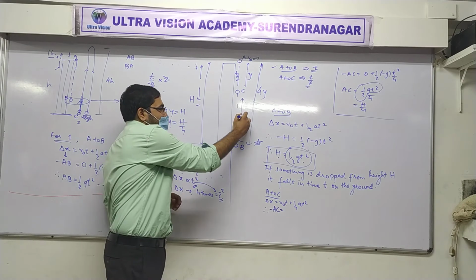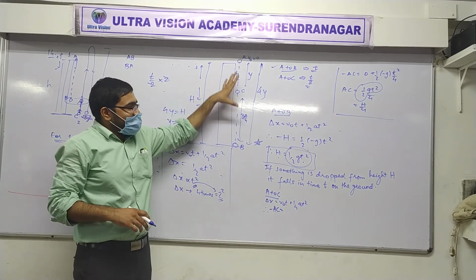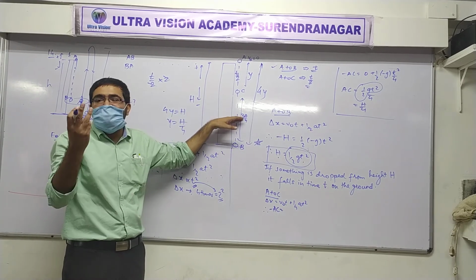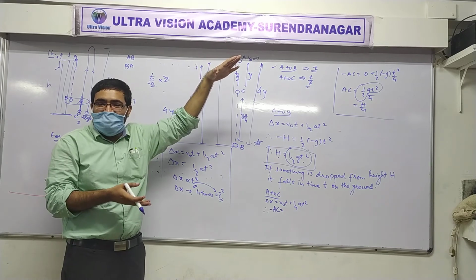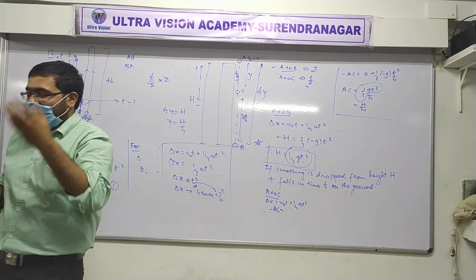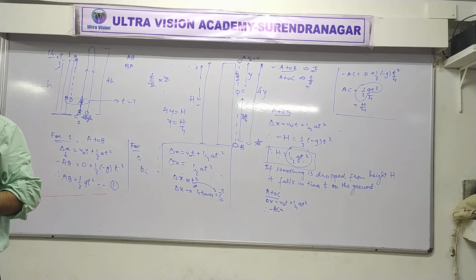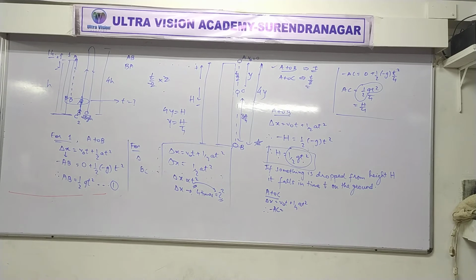Once you have found AC is h by 4, the last step is this is 3h. Even better. This is 1 and that's whole 4. So remaining should be 3. This is 1. Total is 4. So if this is 1, how much is remaining? 3. So 3h by 4 is done. Got it? Okay.